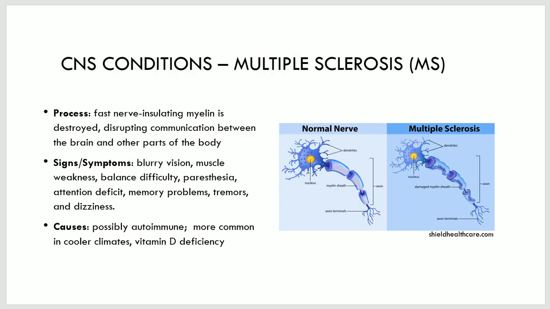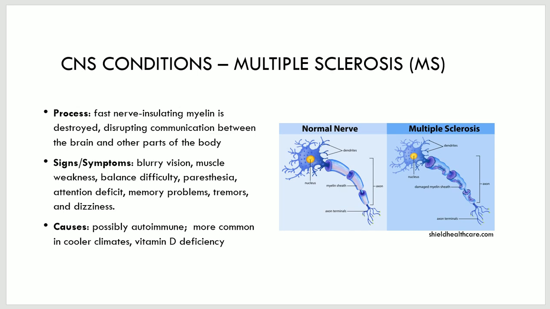Okay, so now we're going to move on to some conditions in the central nervous system. The first one is multiple sclerosis, or MS. So I think most of us have heard of this. So here, the fast nerve insulating myelin is being destroyed. So when this happens, it disrupts communication between the brain and other parts of the body.